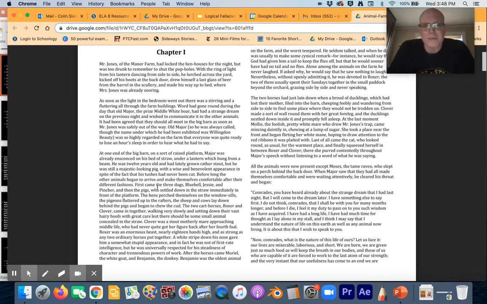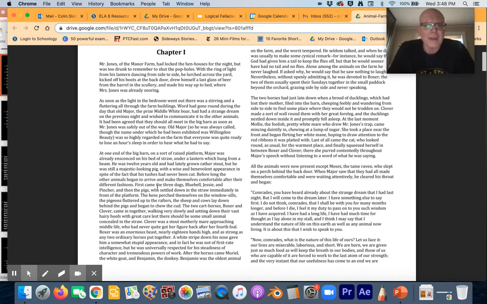Clover was a stout, motherly mare approaching middle life who had never quite got her figure back after her fourth foal. Boxer was an enormous beast, nearly 18 hands high and as strong as any two ordinary horses put together. A white stripe down his nose gave him a somewhat stupid appearance, and in fact, he was not of first rate intelligence, but he was universally respected for his steadiness of character and tremendous powers of work.